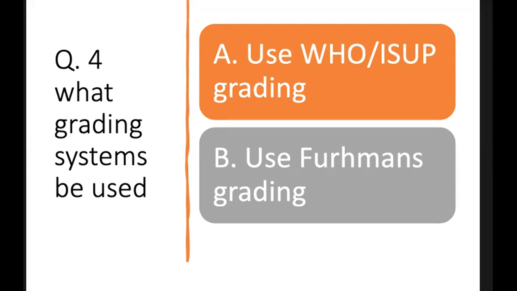I end the poll now and share the results with you guys. Well, it's neck to neck between the two grading systems. We know that the Fuhrman grading is something that we have used for a long time. And this Fuhrman is now replaced by the new WHO International Society of Uropathology consensus grading system, which has been operational for the last 5-6 years. And this is something that we use now.